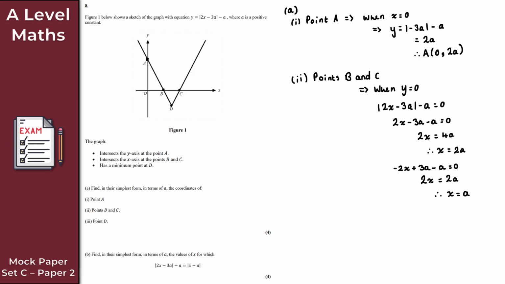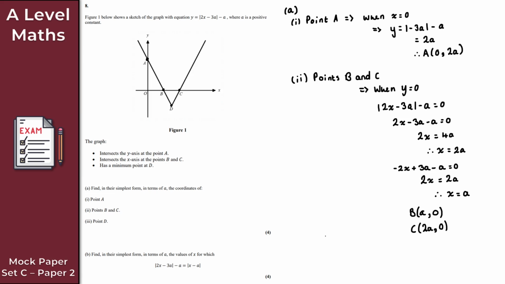So if a is a positive constant, then clearly 2a is greater than a. So this one corresponds to 2a, and this one corresponds to a. So what I'll do is state these underneath. The point B has coordinates of (a, 0). And then for C, this is (2a, 0). Perfect.